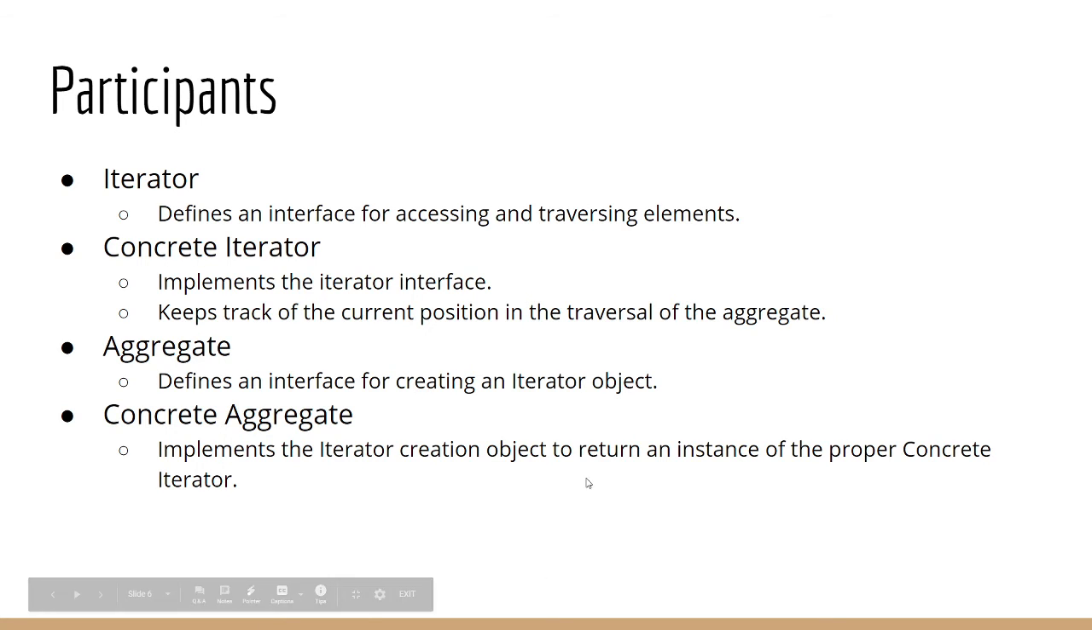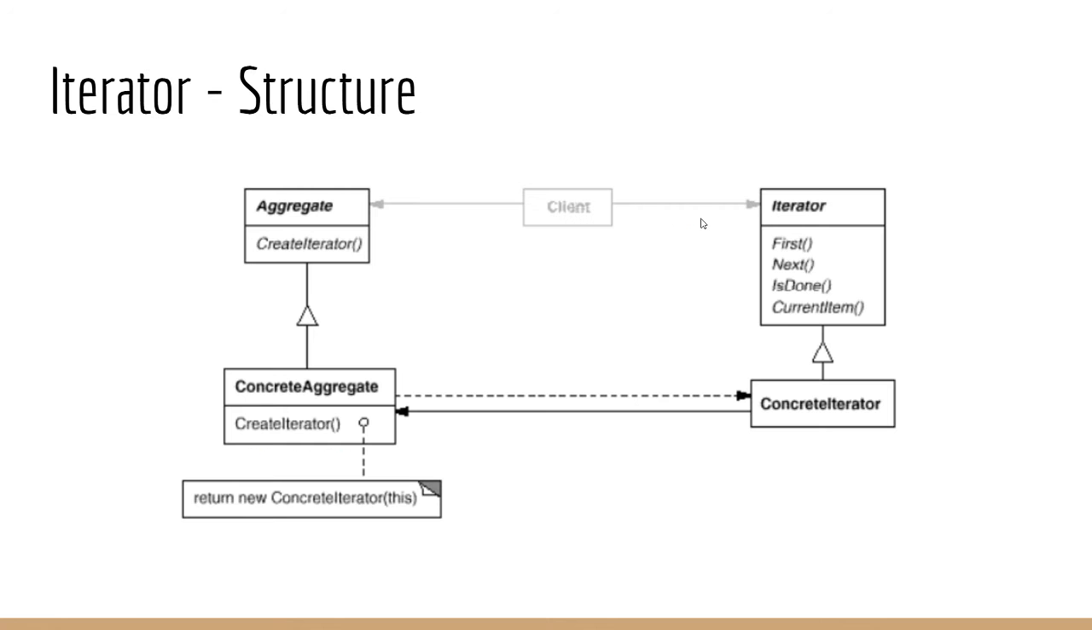So, what did we just talk about here? The iterator defines an interface for accessing and traversing elements. If we go back here, we have the iterator interface right here. We have multiple methods. We can add a lot of them after this if we want to, depending on our traversal. You can have first, next, is done. We can also have a last element if we want to, and current item, and it keeps track of the current iteration.